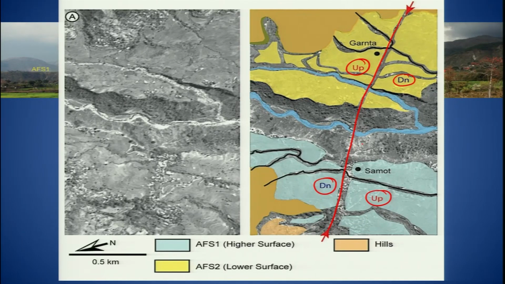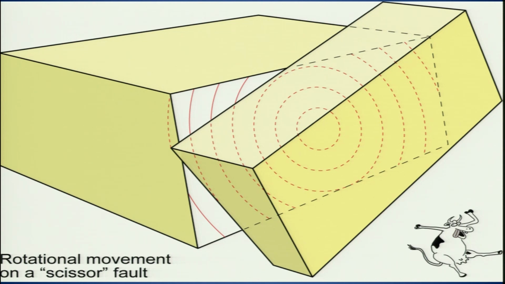Okay. So if this is the north here, you have the north side down, south side up, and here you are having the south side down and north side up. So this usually happens because of what we call the rotational movement, and we also term this as a Riedel fault. Okay.